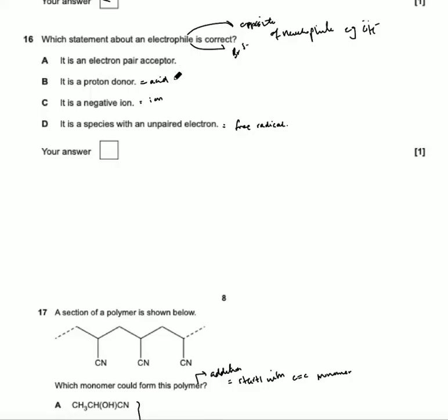It is a proton donor. That's the definition for an acid. An acid is a proton donor, and a base is a proton acceptor. It is a negative ion. It's a delta negative, but no, it is not a negative ion, because a negative ion would look like this, and it would have gained an electron, and here it has not gained an electron. D, it is a species with an unpaired electron. That's the definition of a free radical, not an electrophile, and so that's why the answer is A. This was more about knowing the definitions.